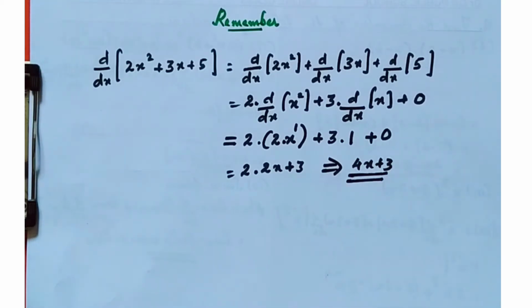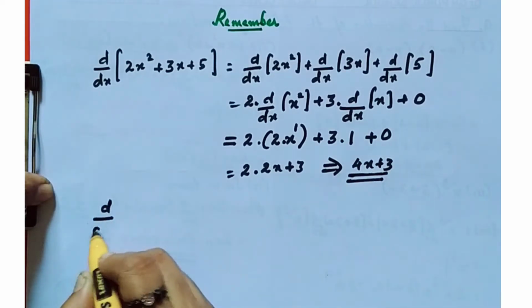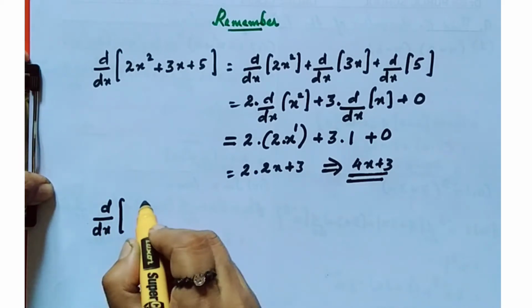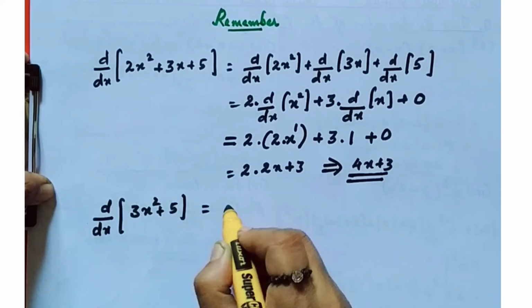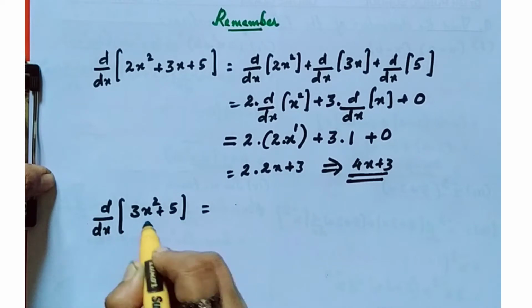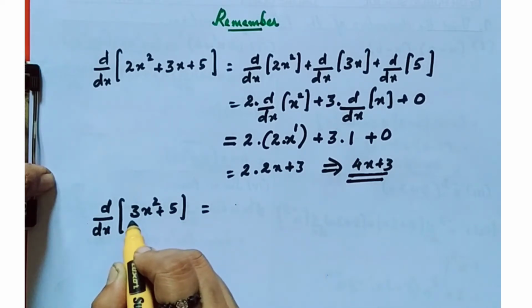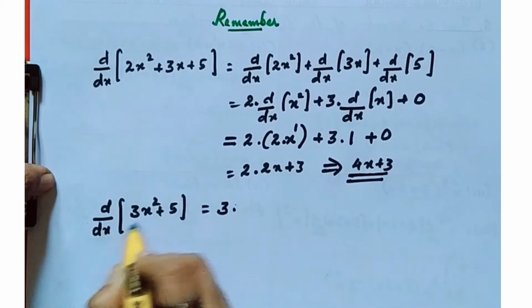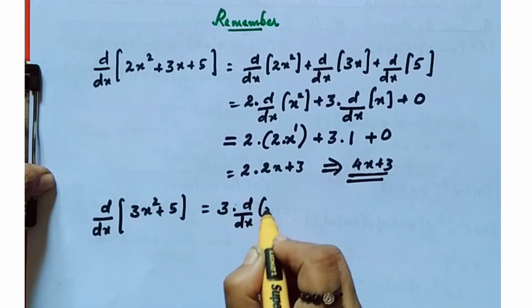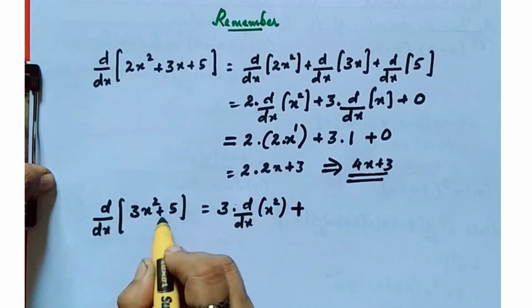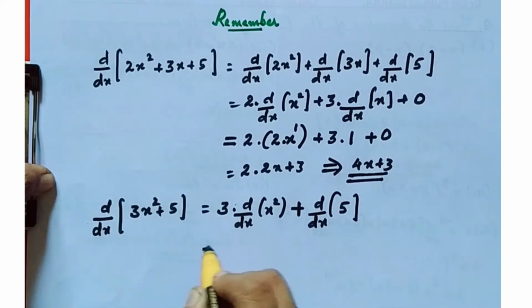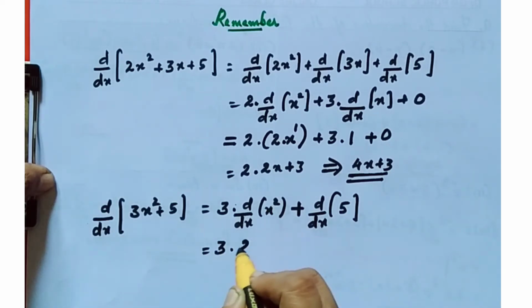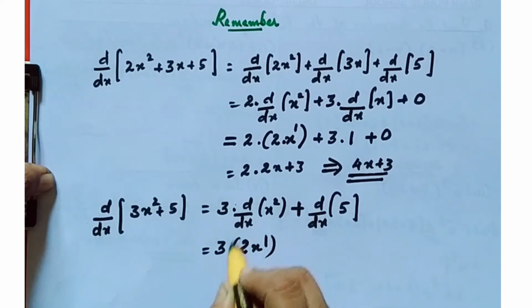So whenever you are given a question, you can do it directly. For example, consider the function 3x square plus 5. You can do it directly as the derivative of 3x square at first. Mentally you need to do the derivative of 3x square. 3 is a constant that you can take outside. Then you need to take the derivative of x square, plus separately find the derivative of 5. In this way, it equals 3 into the derivative of x square, which is power into x raised to power minus 1, plus the derivative of the constant, which is 0. So the answer is 6x.